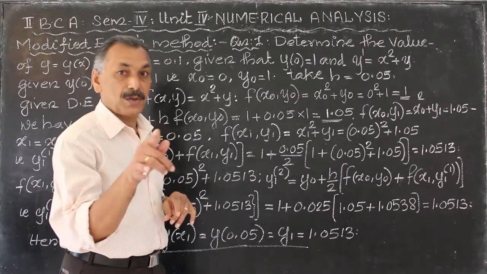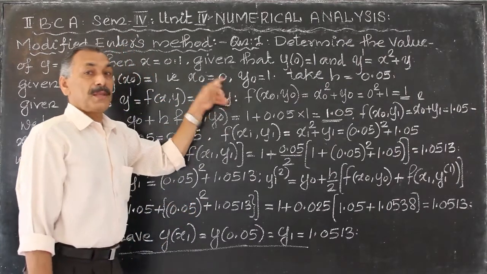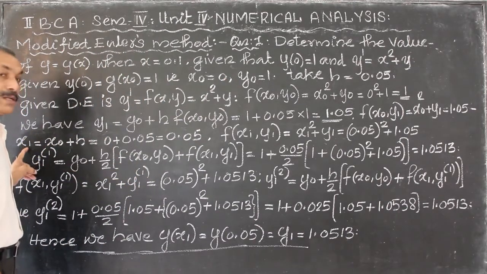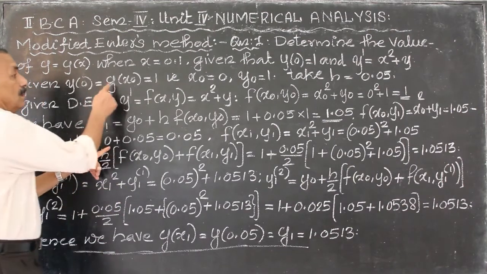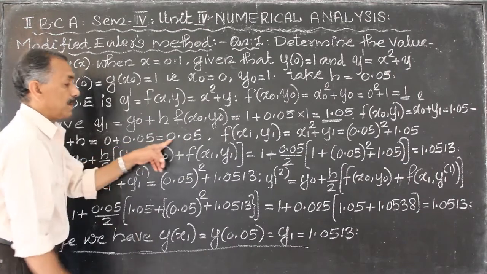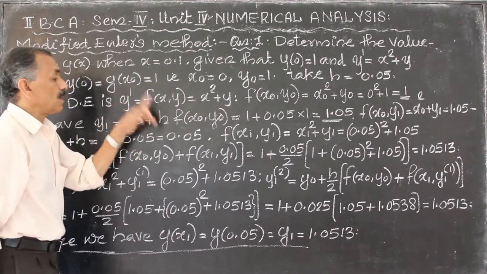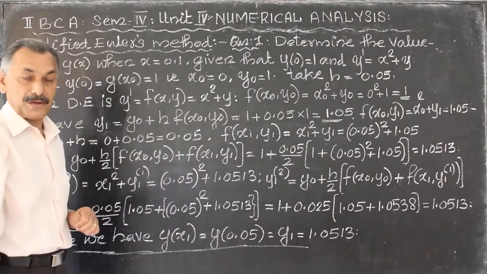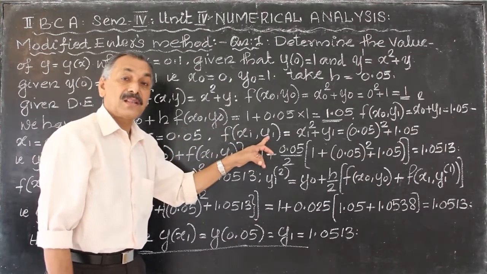Then y of x1: what is x1? X0 is equal to 0, and x1 is equal to x0 plus h, that is 0 plus 0.05, which is equal to 0.05. Now x0 is 0 and x1 is 0.05, and then the value of the solution at that point is y1.